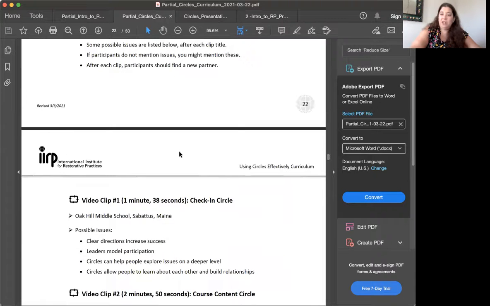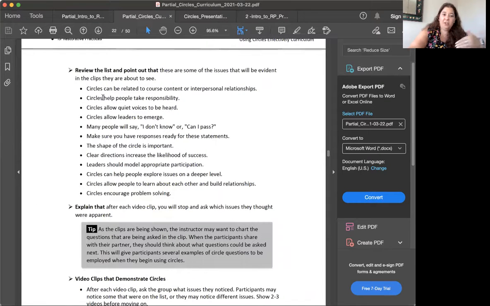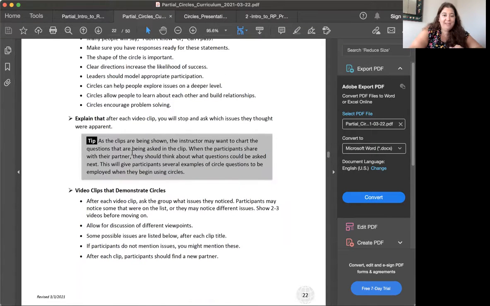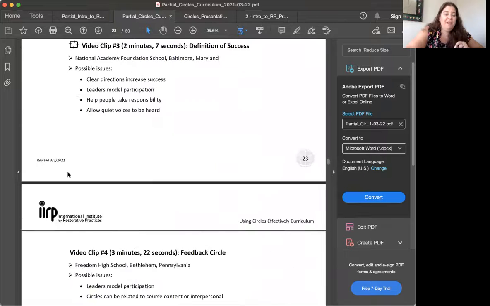So there's 6 different clips you can show. I tend to show 2 or 3 just as an opportunity for folks to really take a look at what are the critical issues that they see, what would they ask next. As this tip explains, I tend to chart on poster board the questions that are being asked so that you really can look at these almost as a little mini case study and say, well, what would you ask next? What did you think about the questions? So again, pay attention to those tip sections as you go through.